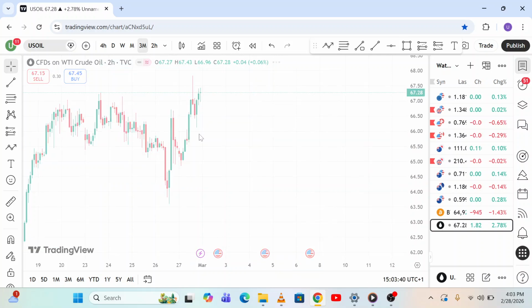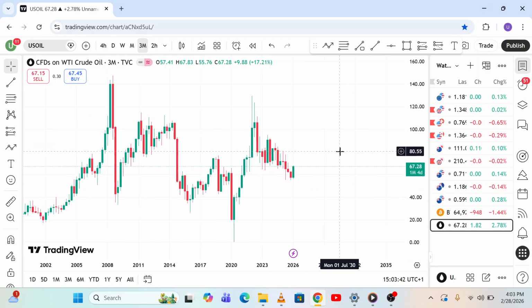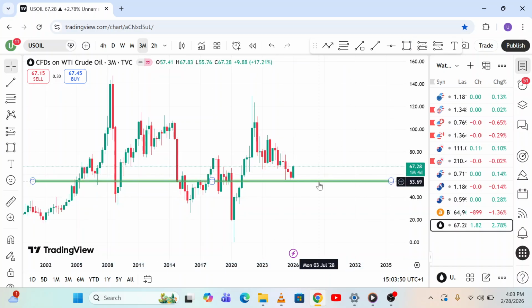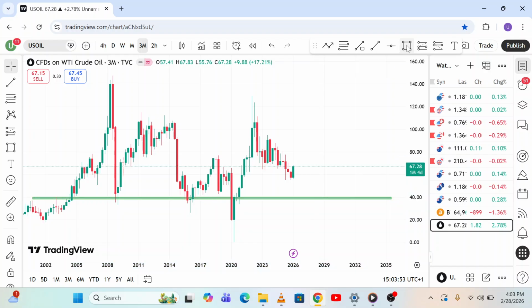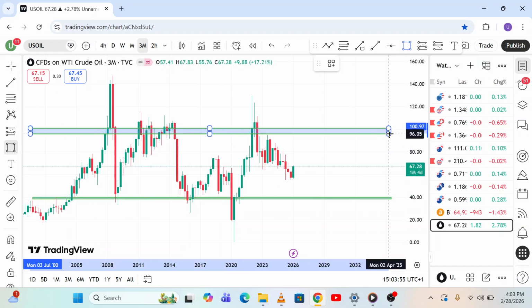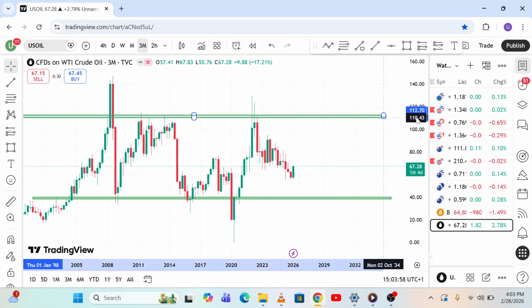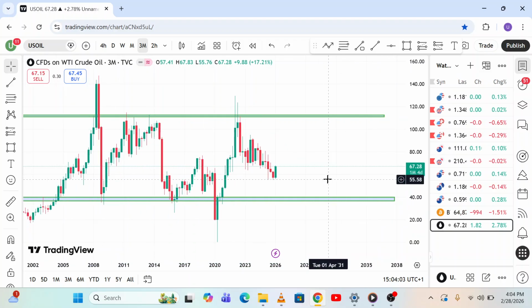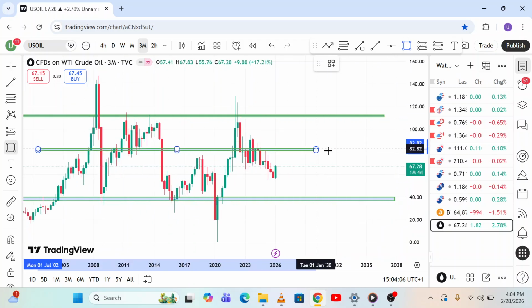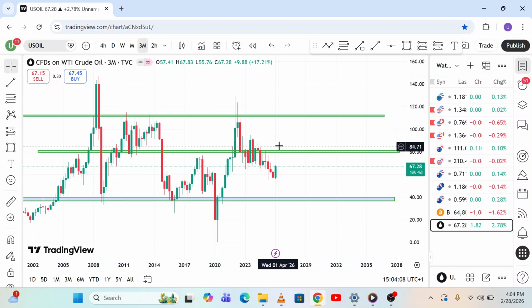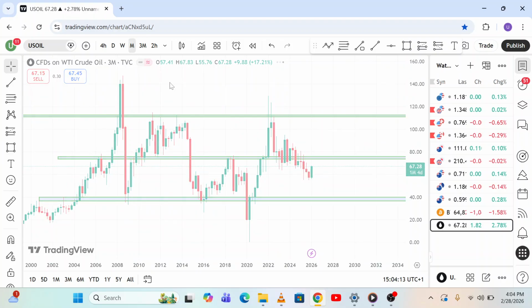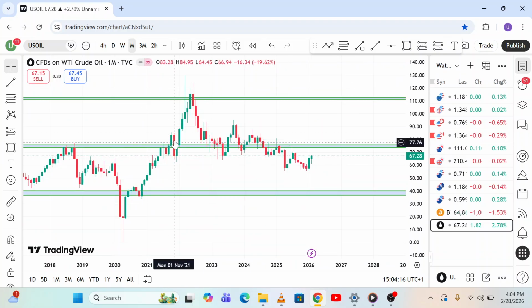Let's go in 3-month time frame to see what's going on. As you can see, US oil is not clear. It's not clear in an uptrend of 3 months. This is 3-month upper zone. This is 3-month lower zone. But let's put the midway zone here, but it's not clear. Let's see if you can see the clarity in the monthly time frame.